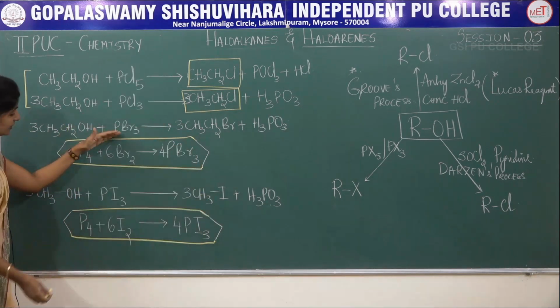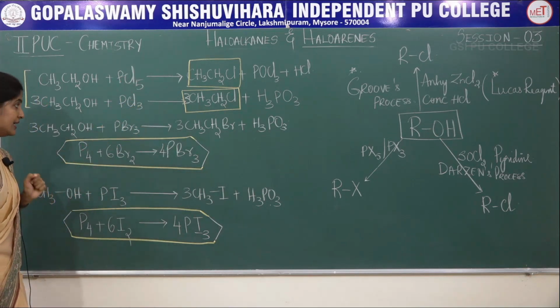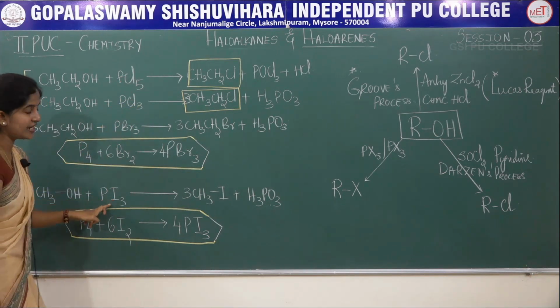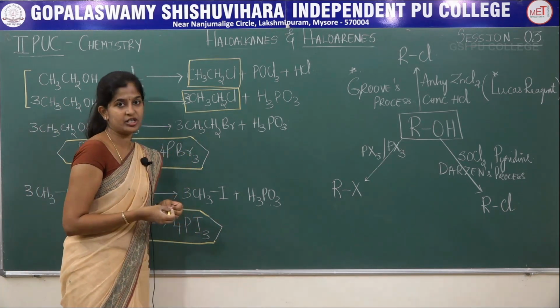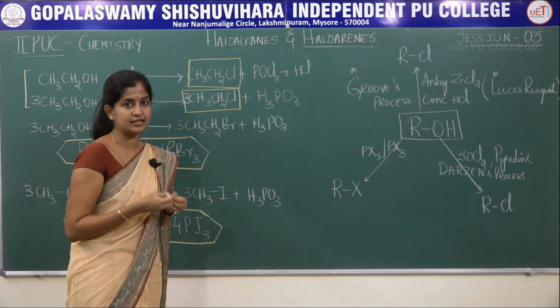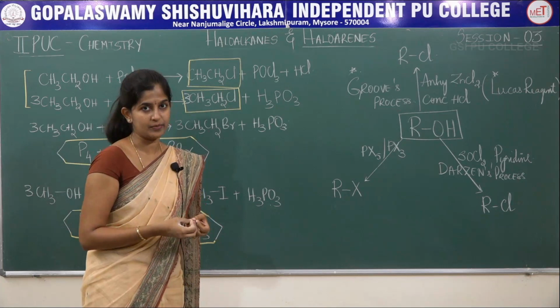But PBr3 and PI3 are not like that. They are not like PCl5 and PCl3. That is because PBr3 and PI3 have more steric hindrance. Hence at room temperature it cannot be prepared and stored, that is, it is highly unstable at your room temperature.